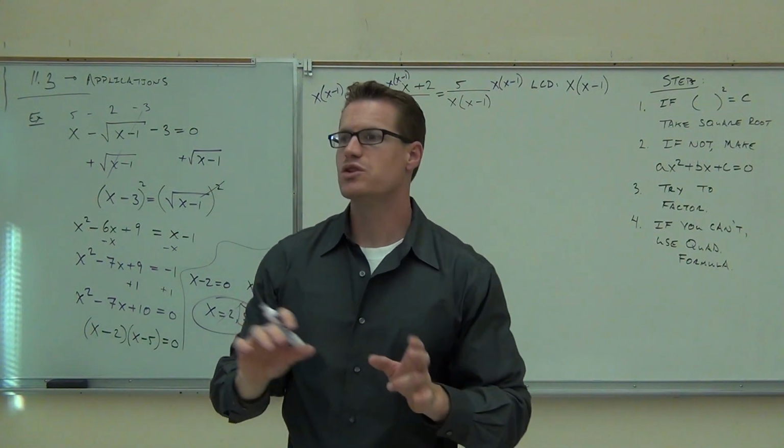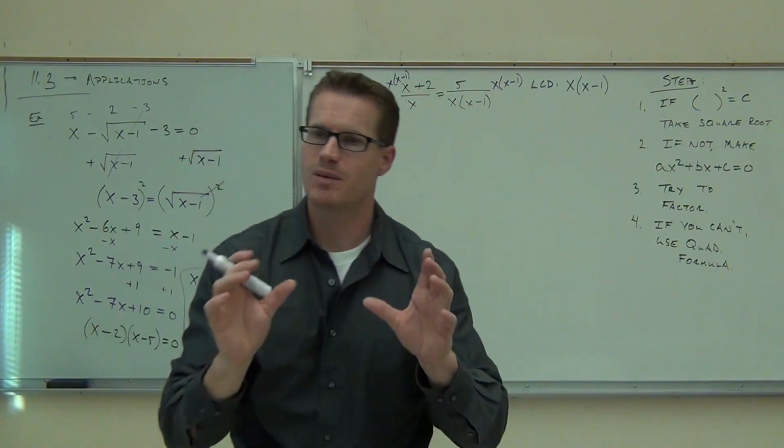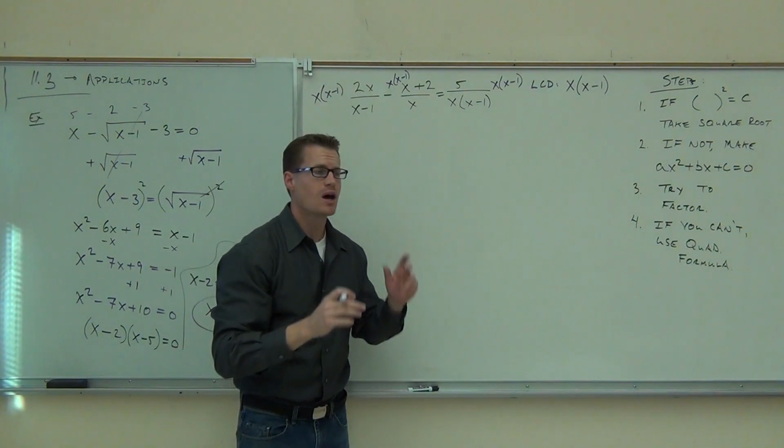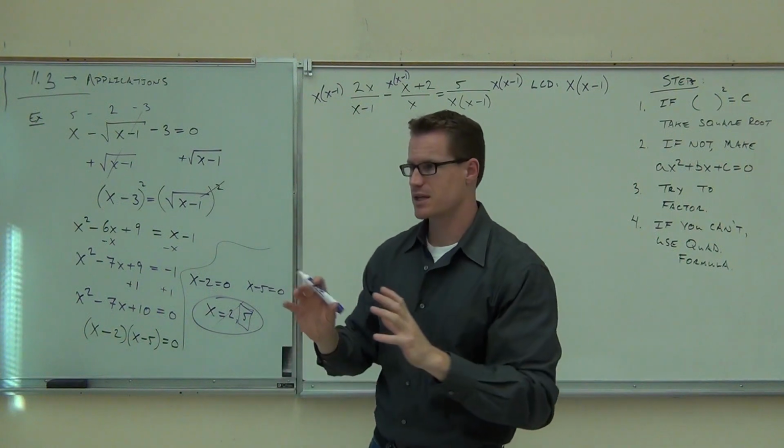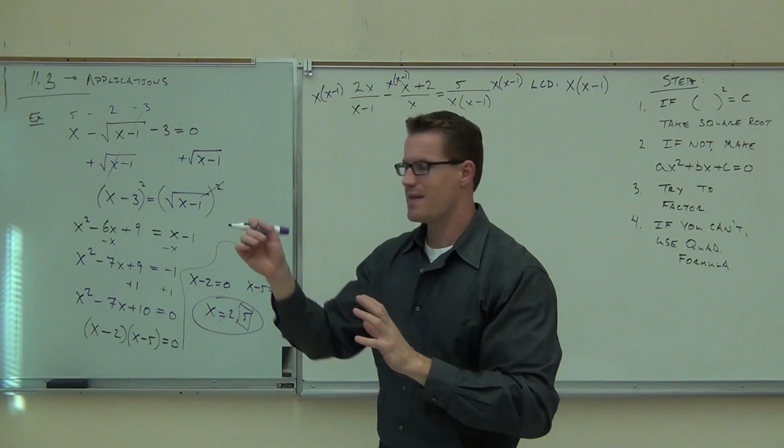Because we have an equation, you can do this. It's multiplying both sides by the same expression. That's legal to do with equations. That just means multiply every single term by the same expression, in this case the LCD, x times x minus 1, and then cancel stuff out.